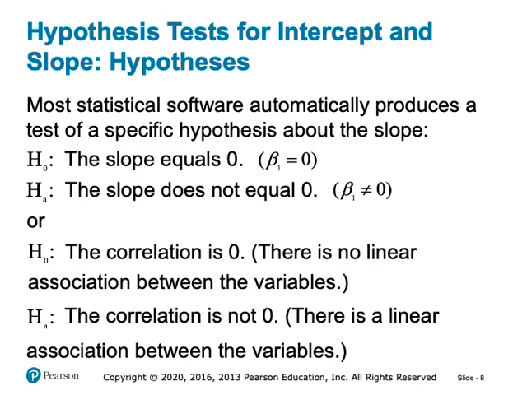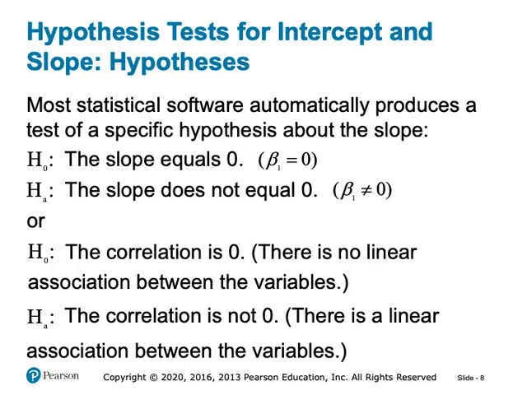In other words, it suggests that changes in x do not result in any changes in y, and the slope of the regression line is 0, meaning the line is perfectly horizontal. 2. Alternative hypothesis, HA: the slope does not equal 0. This is expressed as HA: beta 1 ≠ 0.